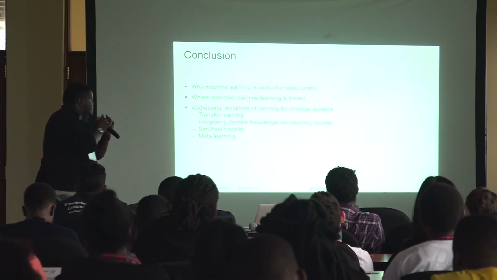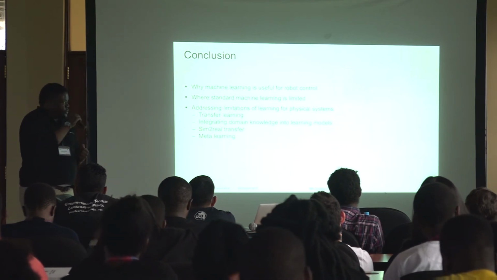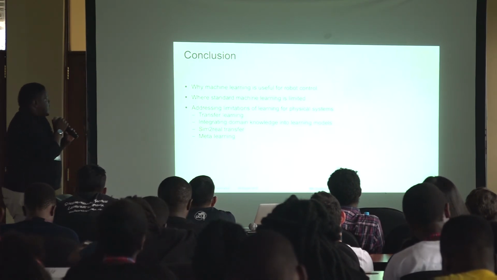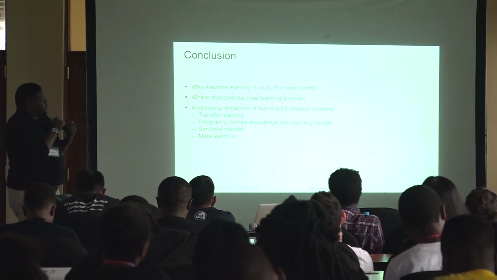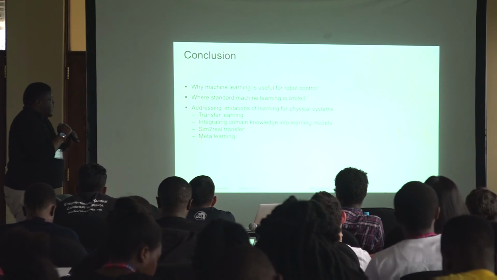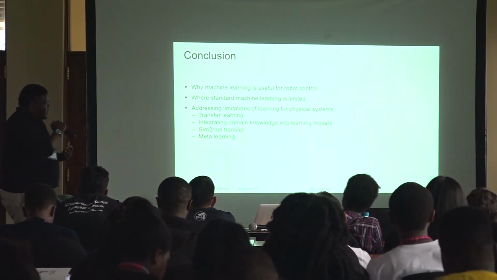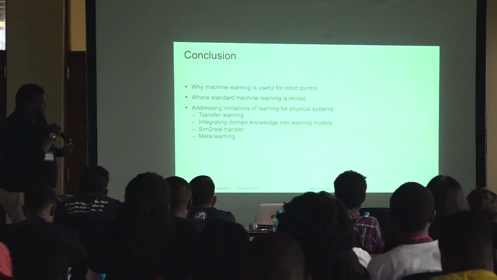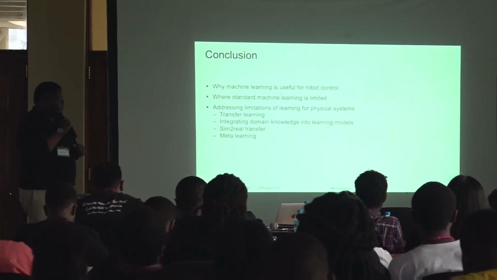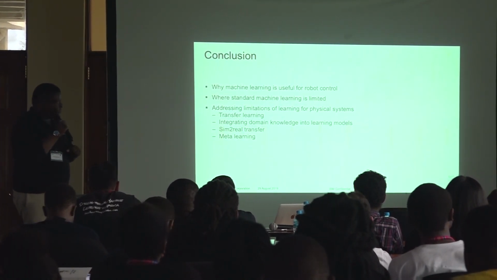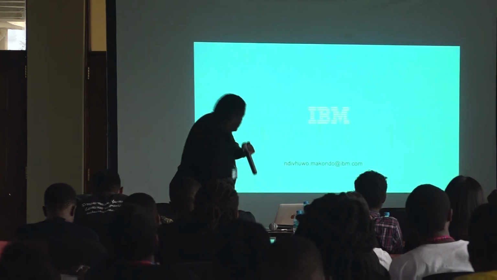So in conclusion, I've shown how machine learning can be useful for robot control. And I've also explored cases where machine learning is limited. And I've discussed some research that is currently being done to address some of these limitations, which is transfer learning, integrating domain knowledge, sim-to-real transfer, and meta-learning. And with that, I thank you.